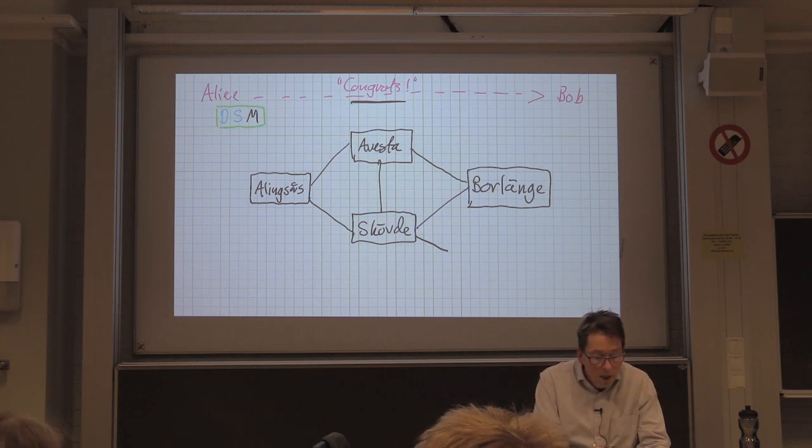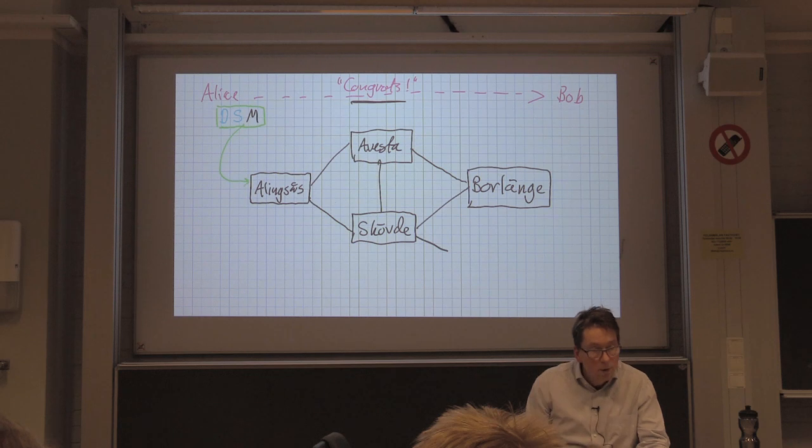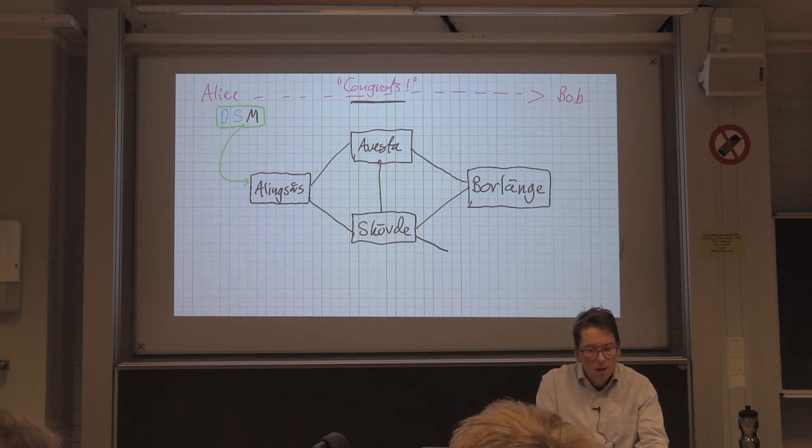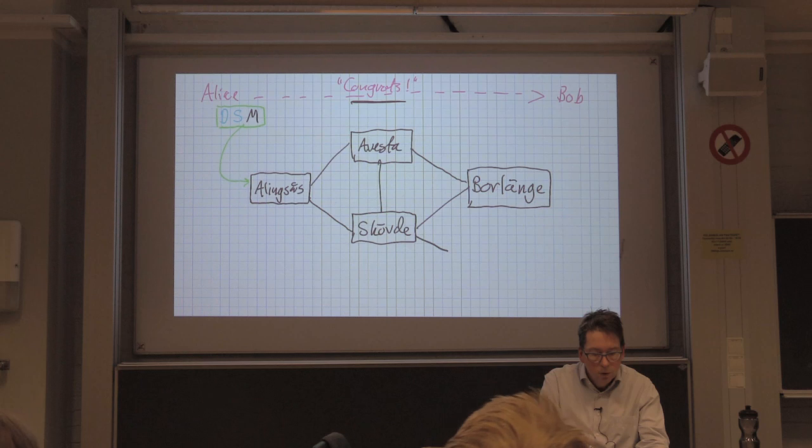Okay, and then Alice takes this to the friendly people at the telegraph station in Alingsås and hands that over to them and pays the fee. And the people in Alingsås look at the destination address D and say, okay, this should go to Bob, and then say, okay, the best way to Borlänge is actually over Skövde. So then the message is sent to Skövde.